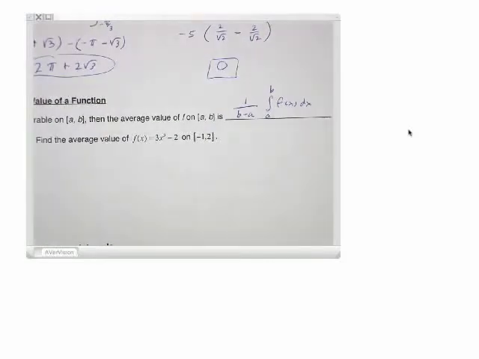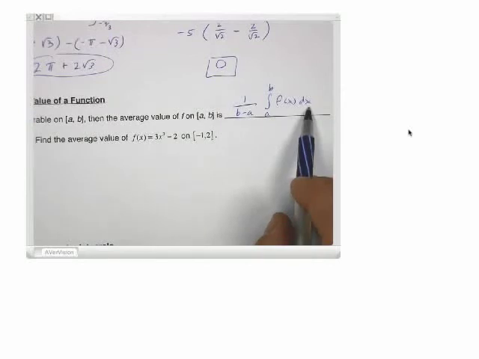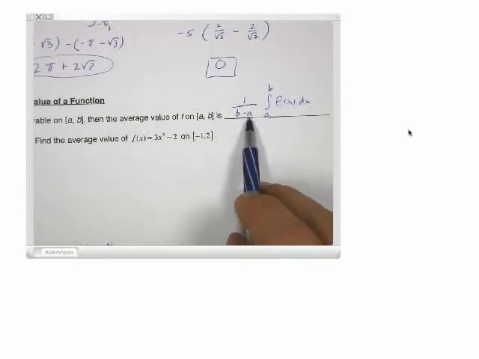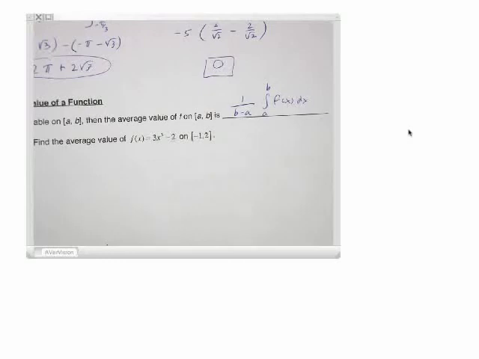So it's basically finding the value of the integral, all right, which gives you kind of the area of the function, and then you're multiplying that by 1 over the change in the interval. So basically you're dividing by the length of the interval, which is going to give you the average value of the function.